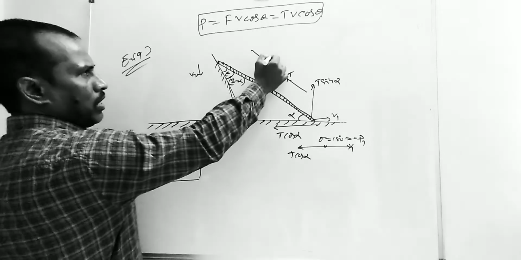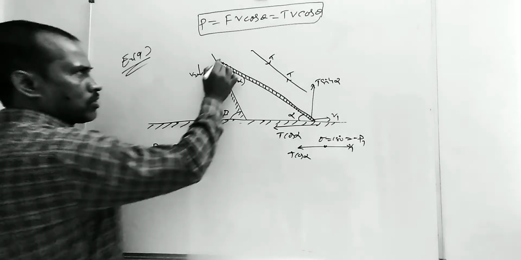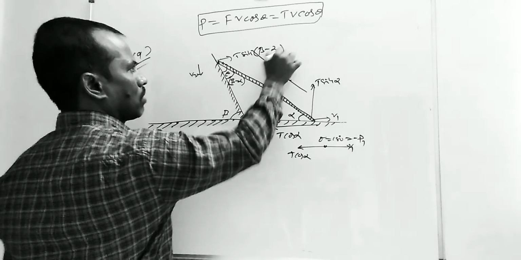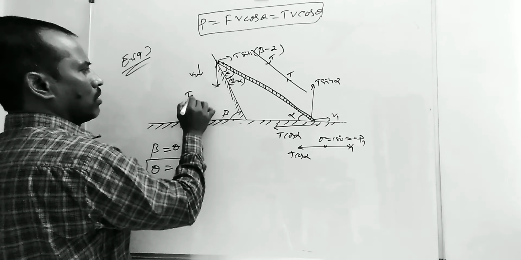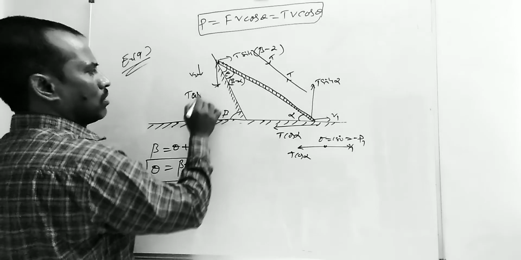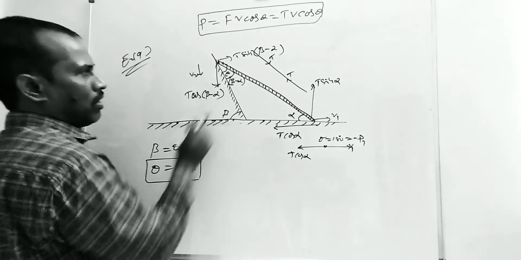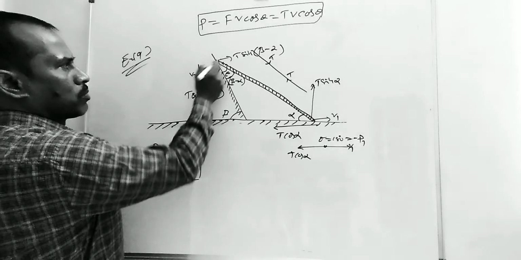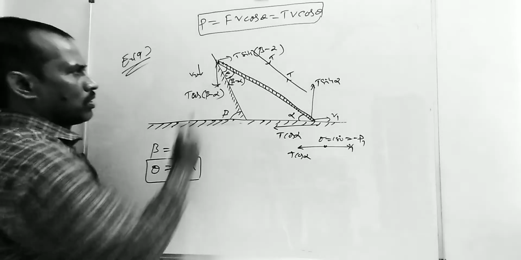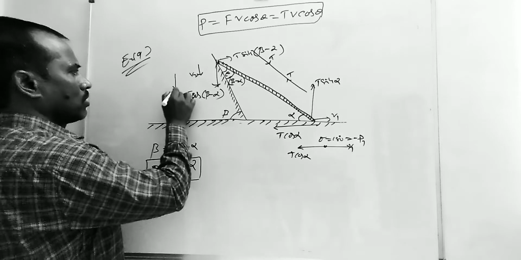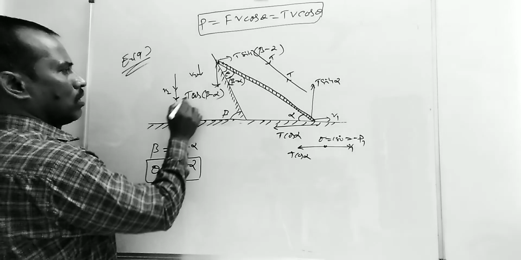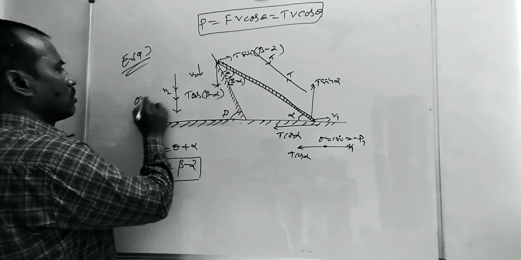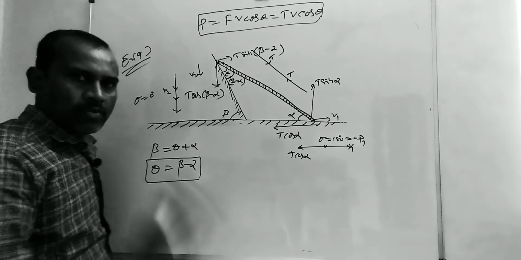Now the tension resolves into two mutual components: one is T sin of (beta minus alpha), another is T cos of (beta minus alpha). This tension force acts in the downward direction, and this point is moving with velocity v2. Both are in the same direction, so theta is equal to 0 degrees, and the values are positive.